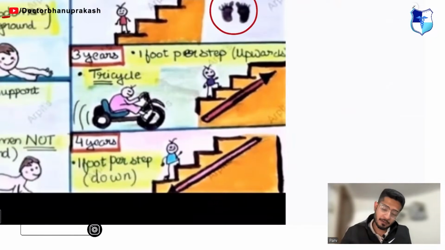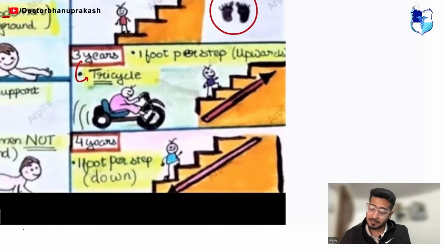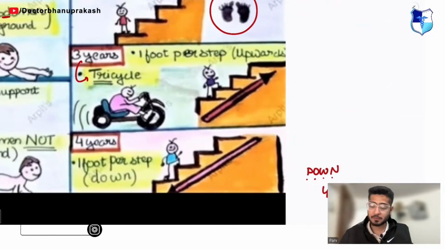And what about 3 years? Of course, the baby can ride a tricycle, but 1 foot per step. Okay, 1 foot per step at 3 years. 1 foot per step upwards, that is 3 years, and 1 foot per step down is going to be 4 years. So down has got 1, 2, 3, 4. So remember, this is going to be 4 years. Okay, so one step down, 4 years.